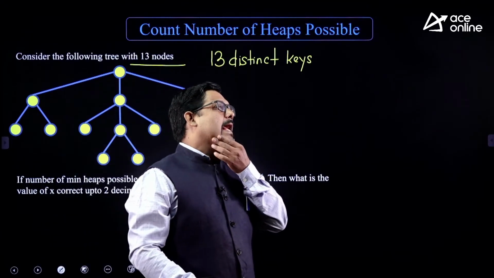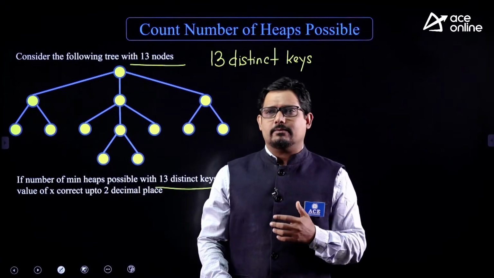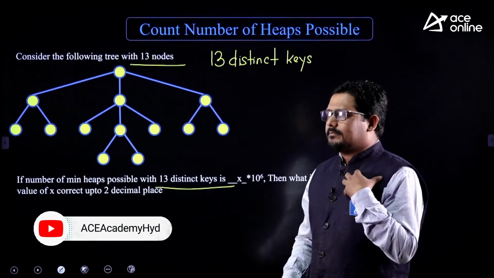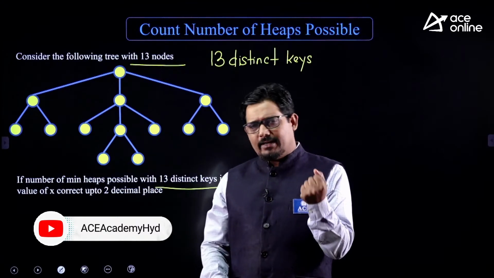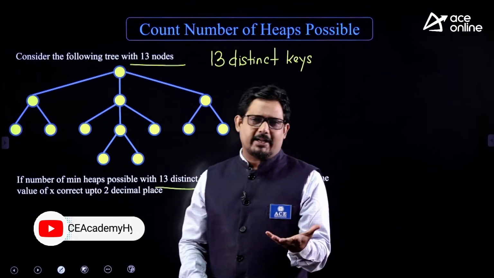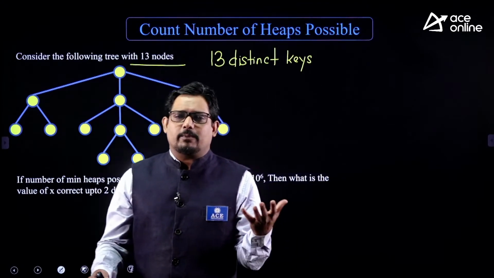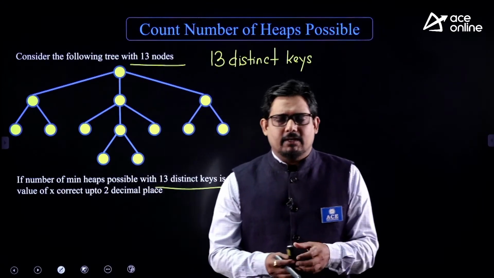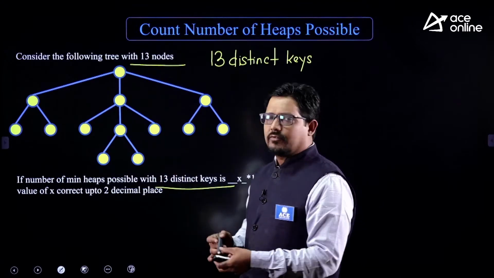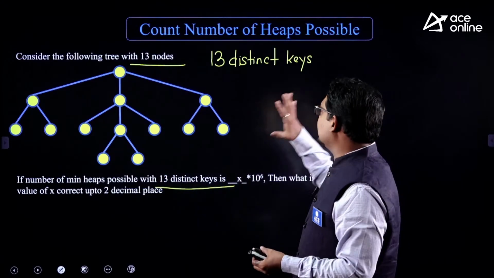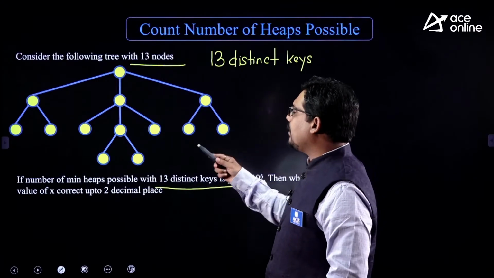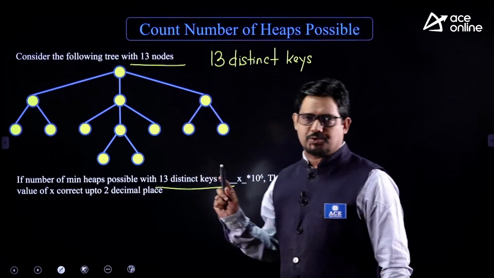Counting of heaps. Now in this question you may say that this structure is not a CBT, but that much creativity we can take for a given question, right? That much flexibility you must give for the sake of creation of the question. So 13 distinct keys, and this is the structure that is given to you, and we need to create a min heap, and we need to count how many min heaps are possible in this case.